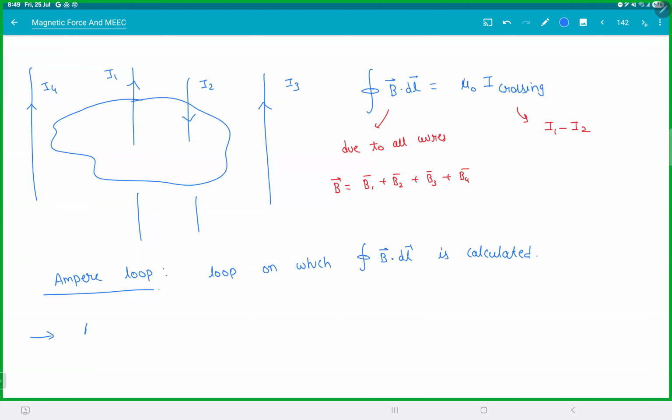So what is the primary application of this? Ampere's law is useful to find magnetic field due to symmetrical current distributions. If there is a symmetrical current distribution, you can use Ampere's law. If it is not symmetrical, it's not that useful. If you remember, the idea was similar to Gauss law. Gauss law was useful to find electric field due to symmetrical charge distributions.